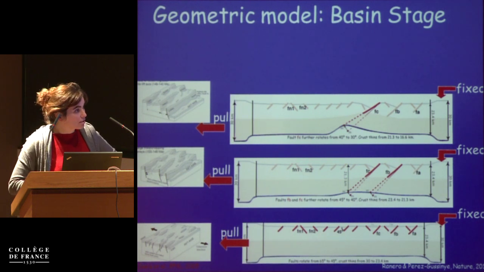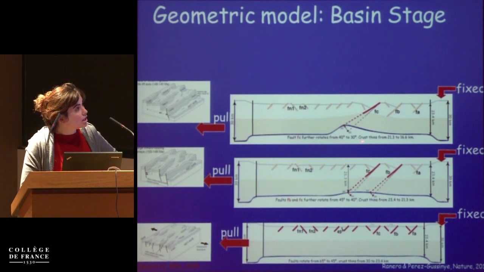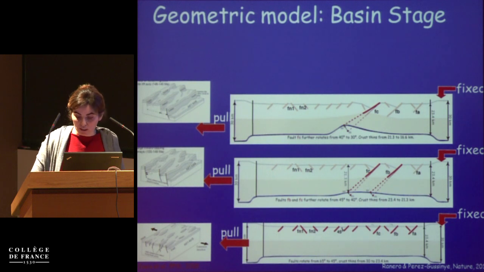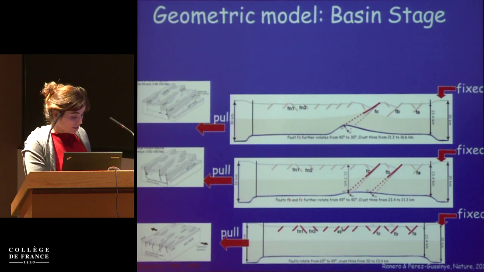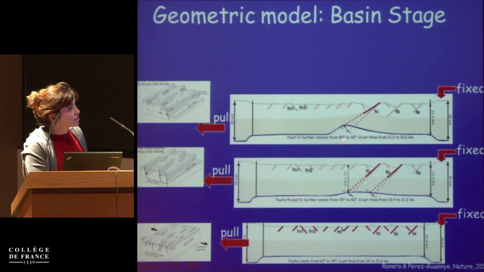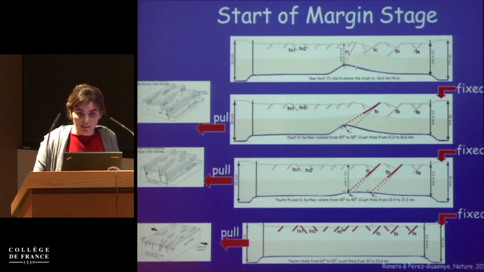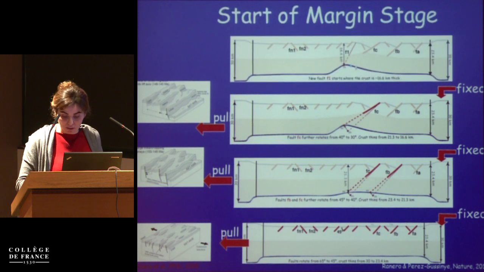So first, crustal thinning is distributed, and as strain is localized in fewer faults, crustal thinning also becomes localized. At this point, this fault has rotated as much as it could to 30 degrees, and a new fault starts at the hanging wall of this fault where the crust is thinnest. And this is the beginning of sequential faulting.